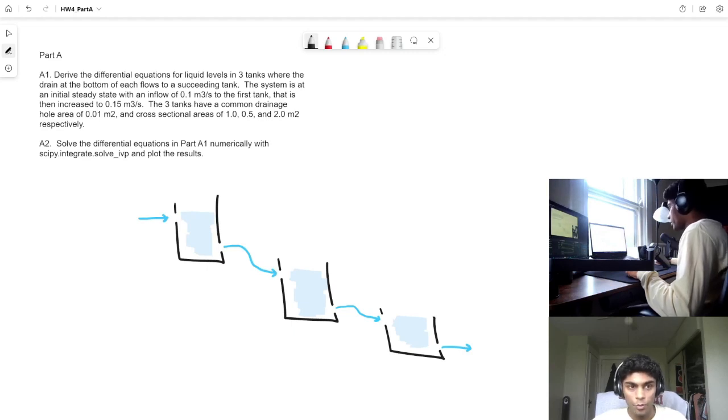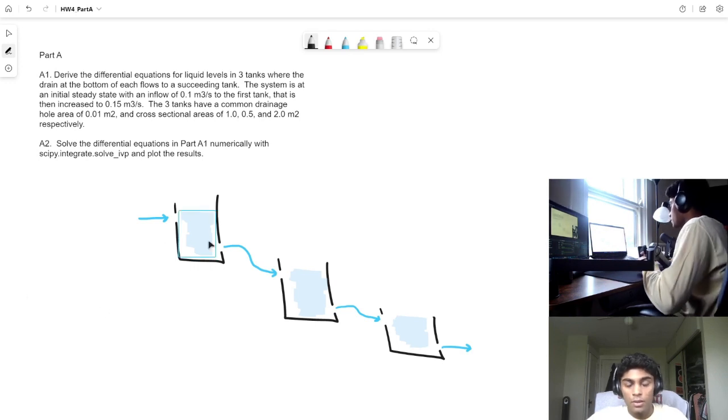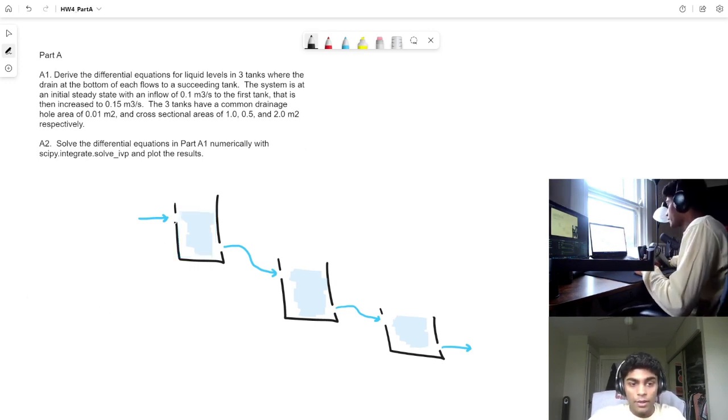So today we're going to be tackling the succeeding tank problem, where we have three tanks. We have an initial steady state with an inflow of 0.1 meters cubed per second. So let's go ahead and just write Q in = 0.1 meters cubed per second.